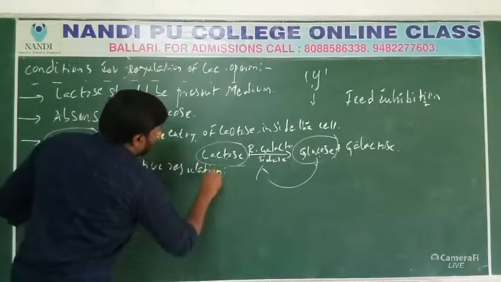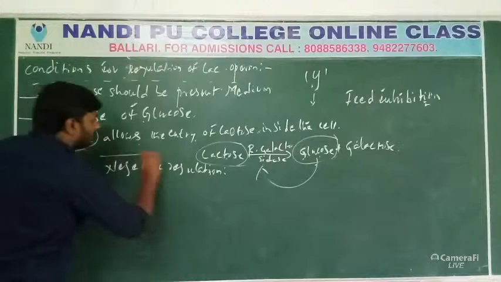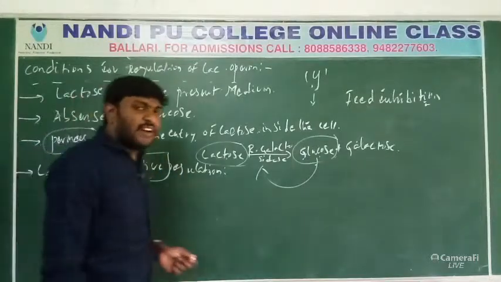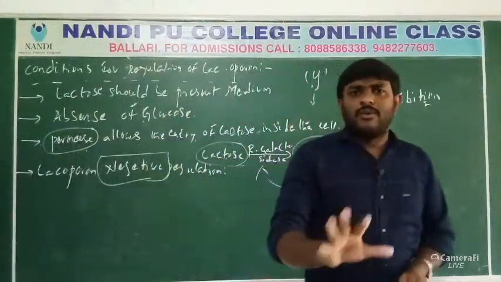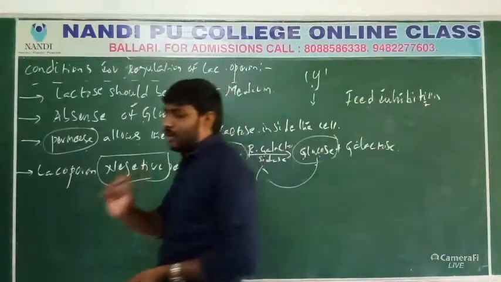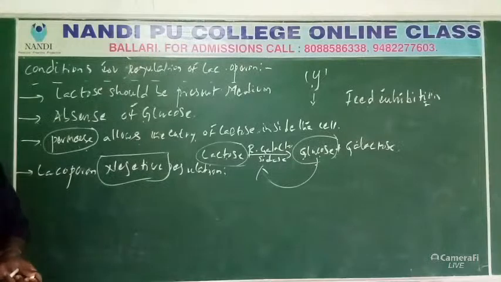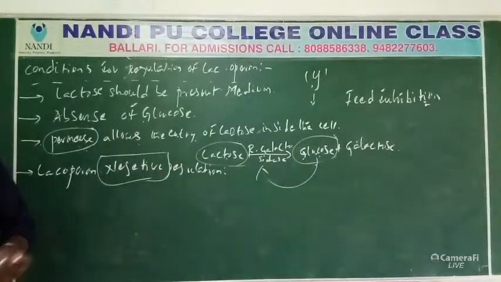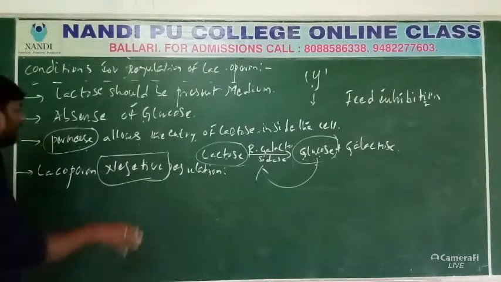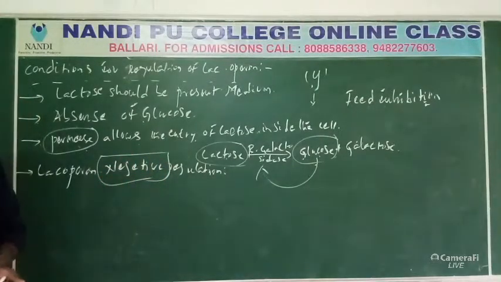Why is it an example of negative regulation? Because the function of these regulatory proteins is always to switch off. They want to switch off the lac operon, to switch off gene expression in the lac operon. So by that there is no synthesis of beta galactosidase. So this is the negative regulation of the lac operon.